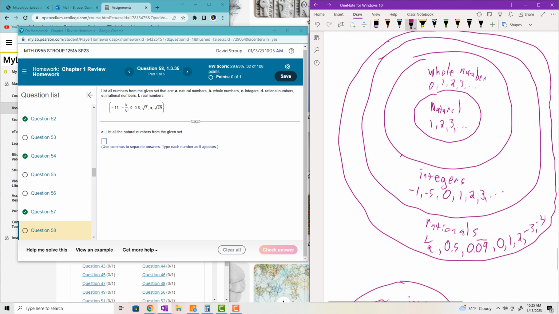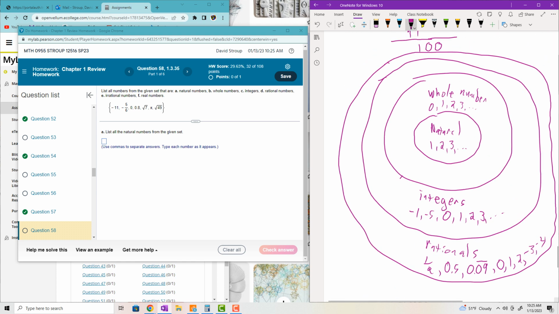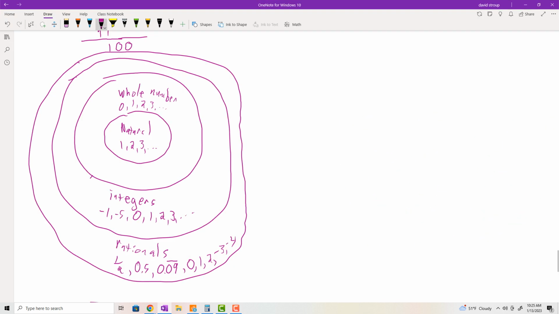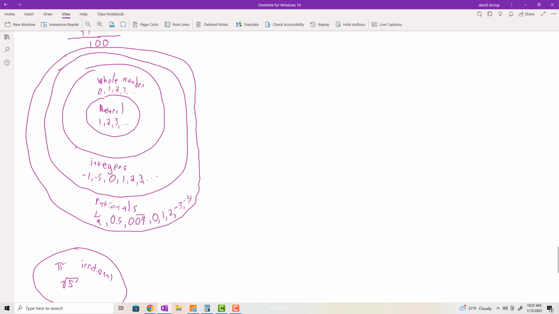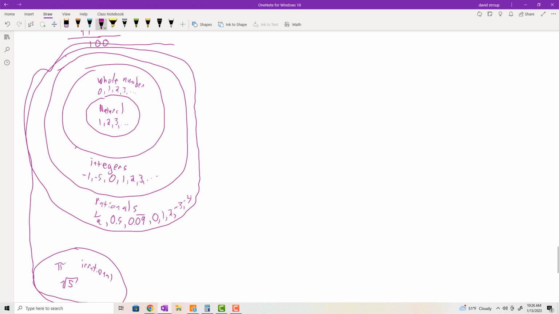And then all numbers taken together are called real numbers, right? So if you draw a circle around everybody inside, including the rational and the irrational, they are called real numbers. So everything is basically a real number.